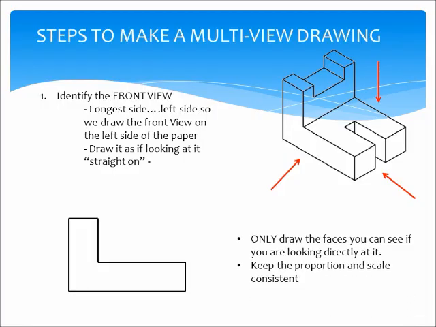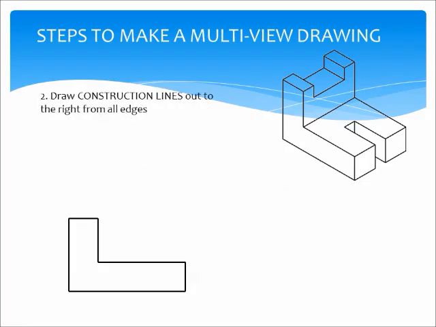Okay, only draw faces you see, and keep the proportion and scale consistent. All right, next, once we have our front view drawn, we're going to put in what are called construction lines. Construction lines come off of the edges of the front view. So you'll notice that I draw my first construction line off the top edge.